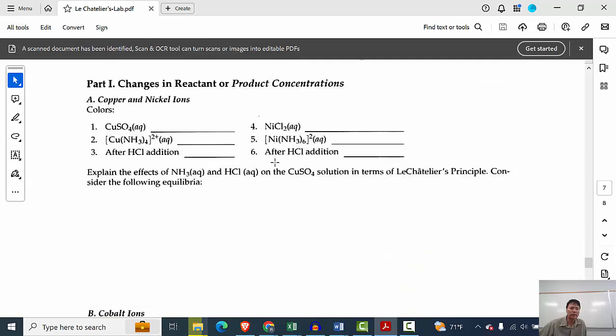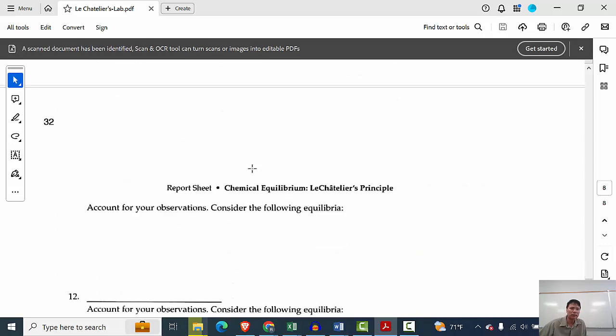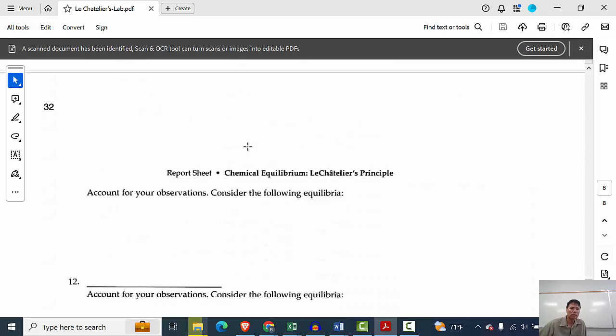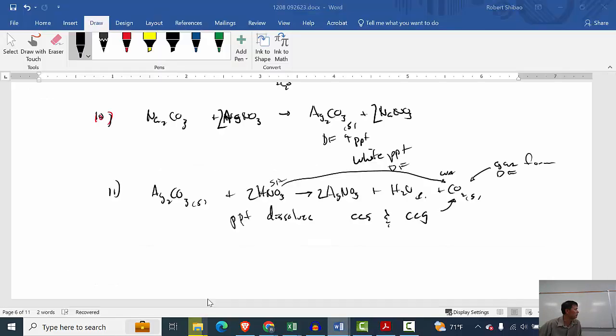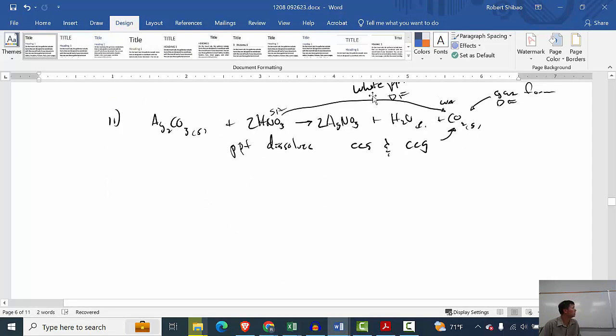Let's take a look. That was 10 and 11. Let's take a look at 12. Account for your observations. Consider the following equilibria. Well, if you want to describe this in terms of equilibria, then I write the equations a little bit differently. And so there are different ways we can describe this particular equilibrium.